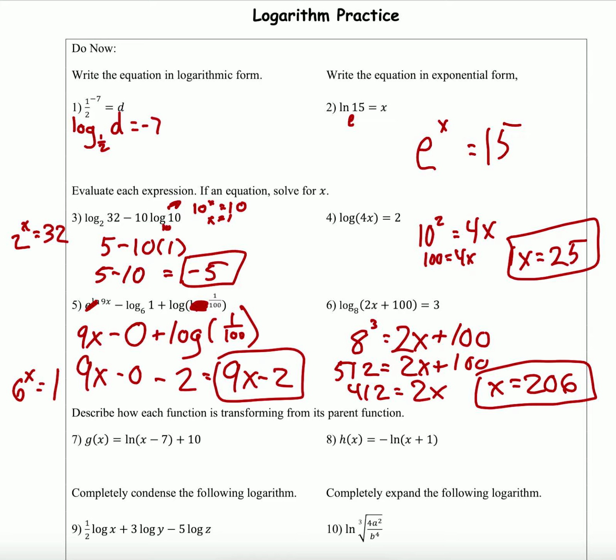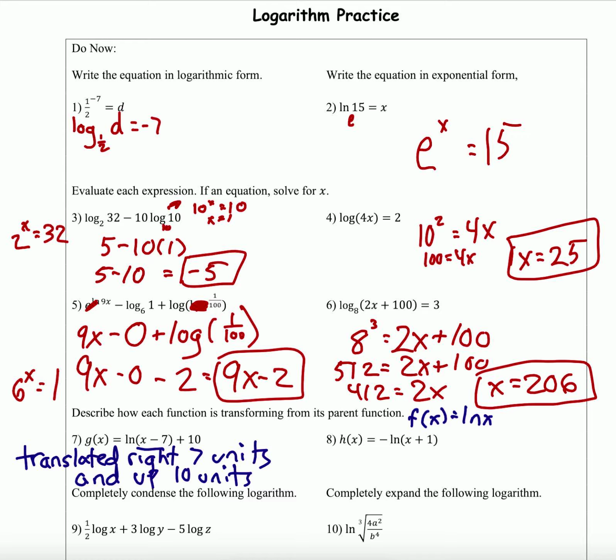So now let's describe how each function is transforming from its parent function. The parent function for both of these would be f of x equals ln of x. So look at number 7. That minus 7 on the inside with the x is getting translated right 7 units and up 10 units.